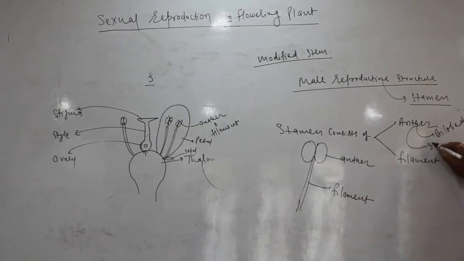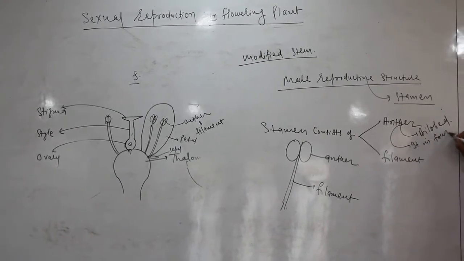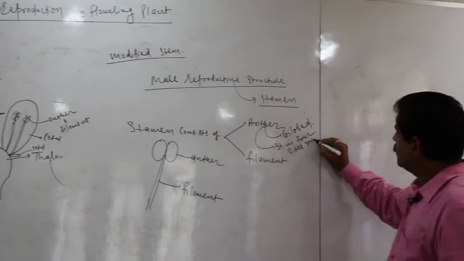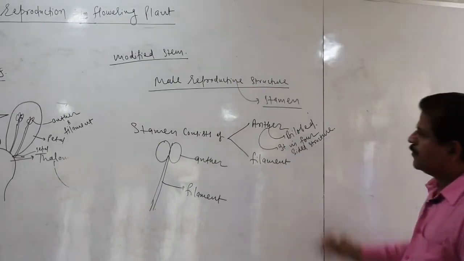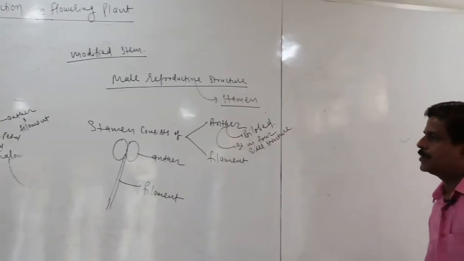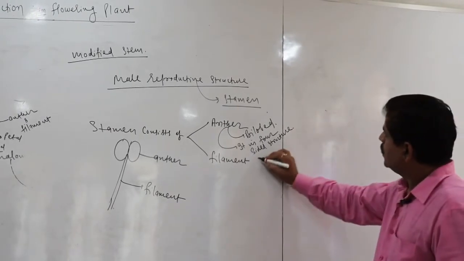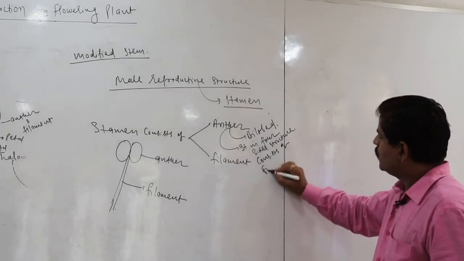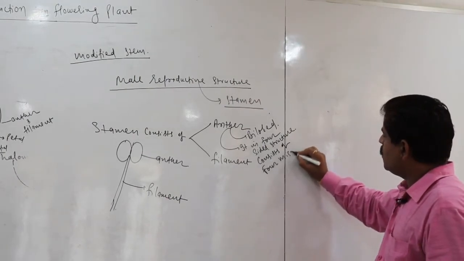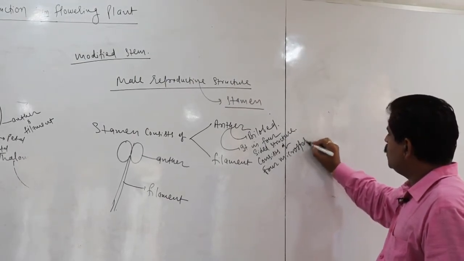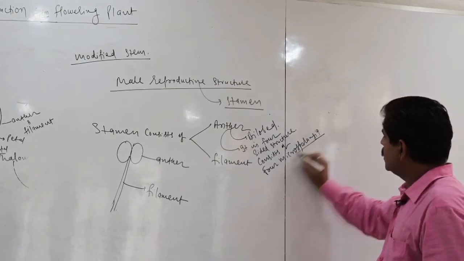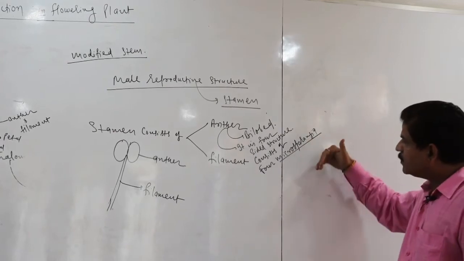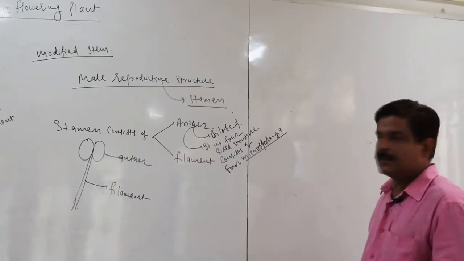Anther is a four-sided structure. Four-sided structure consists of four microsporangia. This microsporangia later develops into the pollen sac.